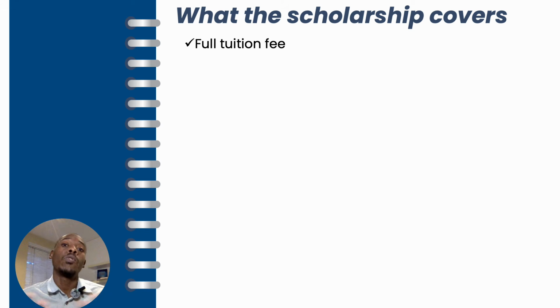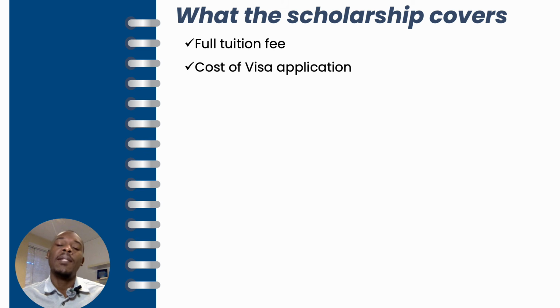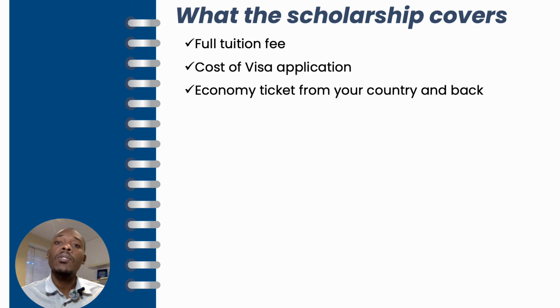The first thing is that your tuition fee will be fully paid as you study, so you do not have to worry about paying any extra fees, whether you are studying for your master's or your PhD. Your tuition fees will be fully covered by the scholarship. The cost of your visa application will also be covered. Once you are awarded, you'll be given a link where you are going to apply, and your application will be free. Everything will be paid for. The cost of your air ticket coming to the UK and going back to your home country will also be covered by the Commonwealth Scholarship Commission.